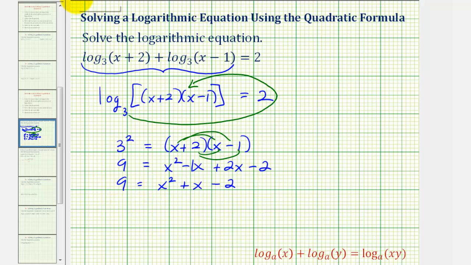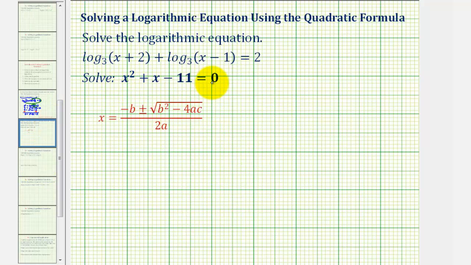So if we subtract 9 on both sides, we have the equation 0 equals x squared plus x minus 11. Now earlier we had a problem just like this, but this was factorable. But notice how in this case this is not factorable because there are no factors of negative 11 that add to positive 1. Which means to solve this, we'll have to use the quadratic formula. So let's go ahead and finish this on the next slide.